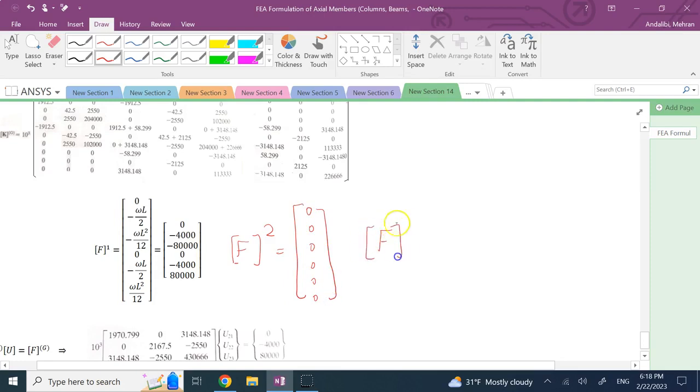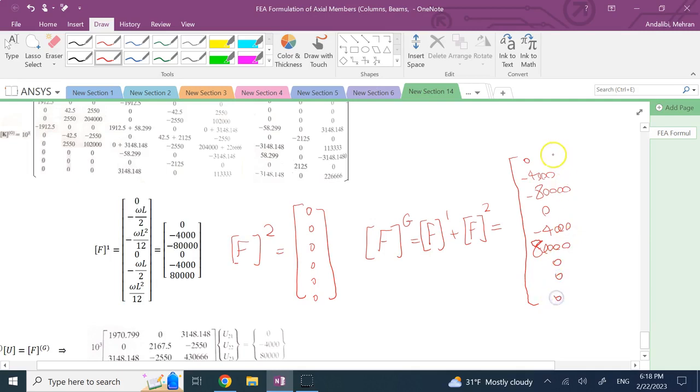So your total F global, which is F1 plus F2, is going to be a 9 by 1 vector where it is going to be 0, negative 4,000, negative 80,000, and then 0, negative 4,000 and positive 80,000, and then 3 zeros.